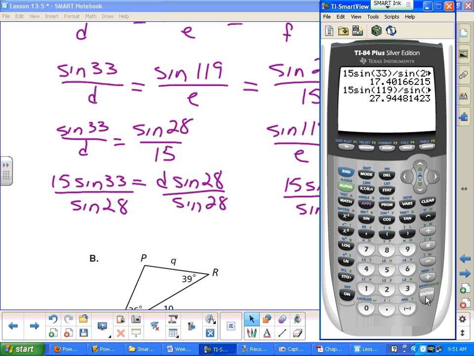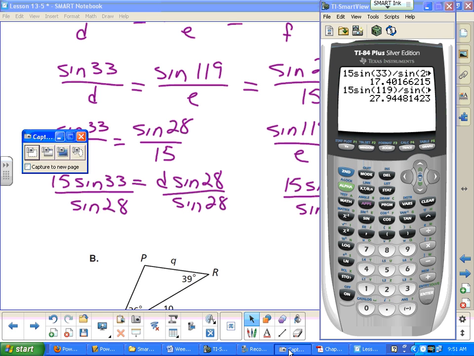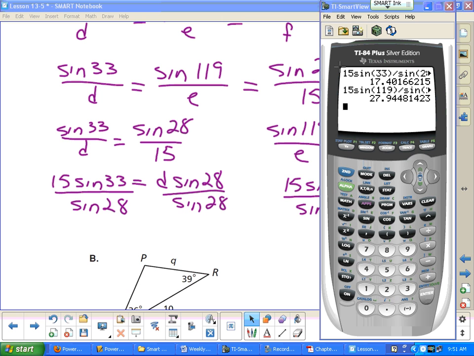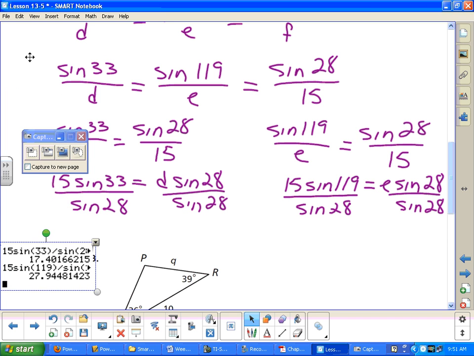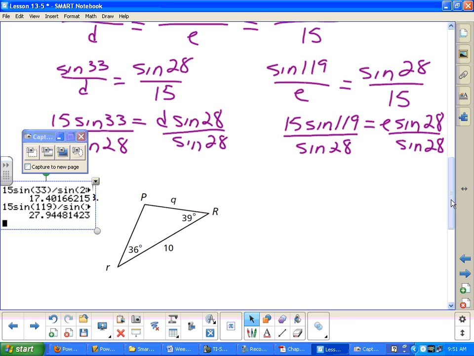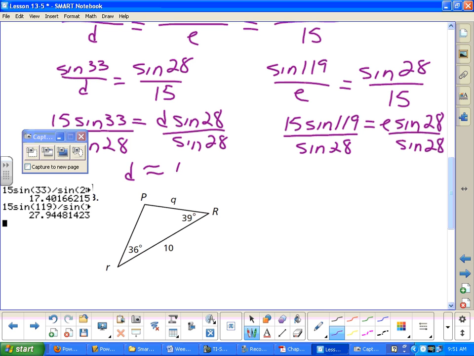Now, one of the things that we want to talk about while we're doing this is numbers that make sense. Always good to have numbers that make sense, right? All right, so we've got side D. So D is approximately 17.4. Oops, that was D, excuse me. And side E is approximately 27.9.